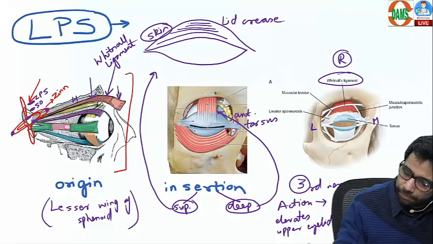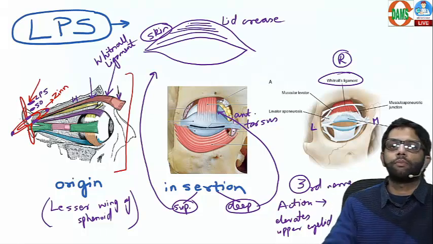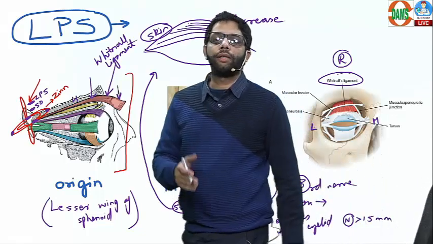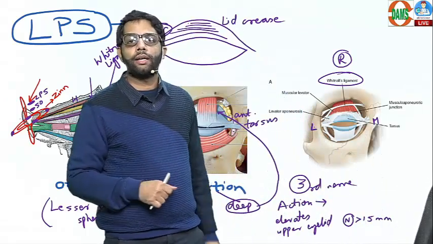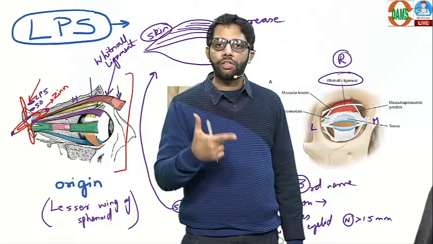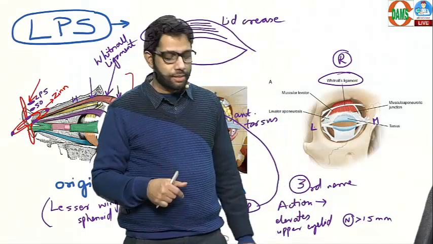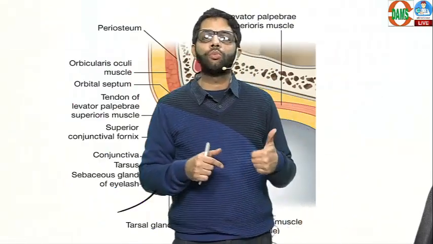How much does it elevate? Normally it elevates the upper eyelid by more than 15 millimeters. That's the origin, insertion, nervous supply and the action of LPS. The second muscle is a smooth muscle.